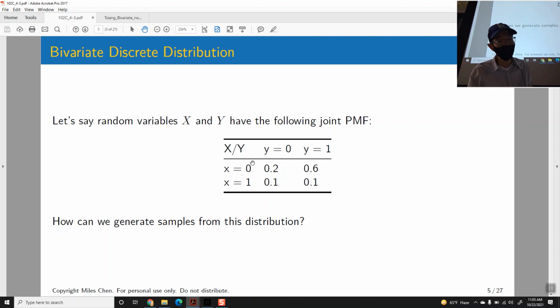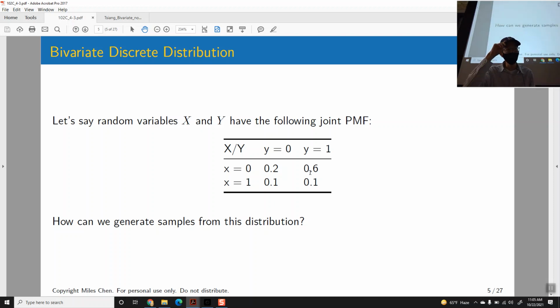Whereas if x equals 0, and this seems to be the more likely outcome, right? How often is x 0? X is 0 a total of 80% of the time. 80% of the time, the coin that you flip for y is going to be different. You're going to get 0 and things like that, right?